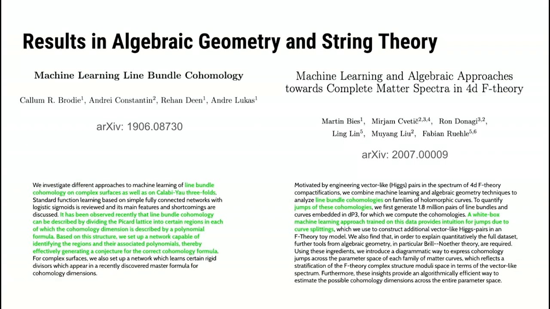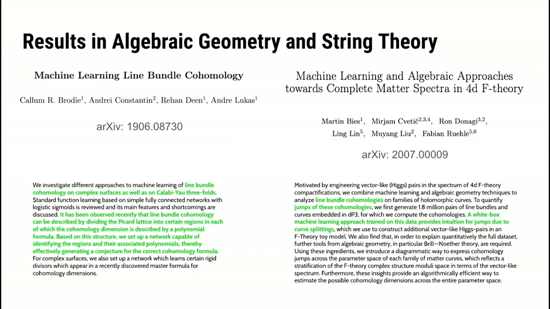There are some other examples, including of some friends who are in the audience, of using these sorts of ideas in algebraic geometry and in string theory. In particular, there's something that is relevant for various physics constructions called line bundle cohomology on an algebraic variety of various different types. What this first paper was trying to do was investigate different approaches of machine learning to studying line bundle cohomology on complex surfaces sitting inside Calabi-Yau threefolds.